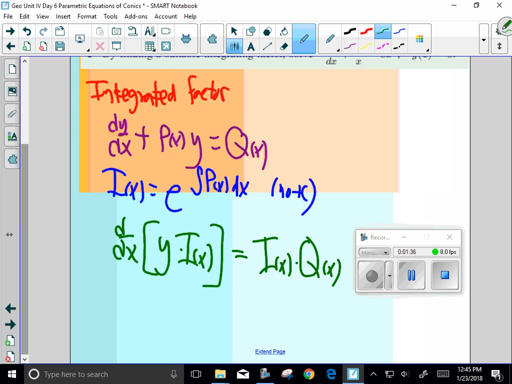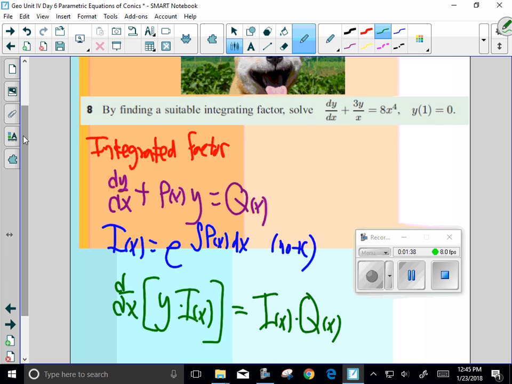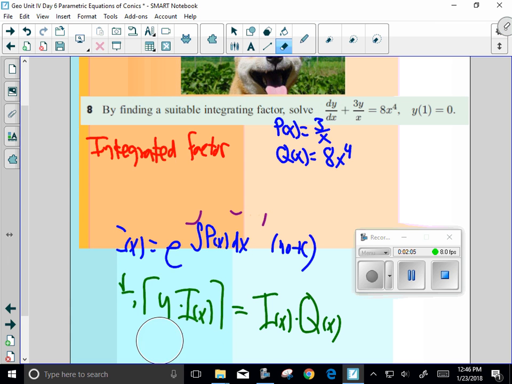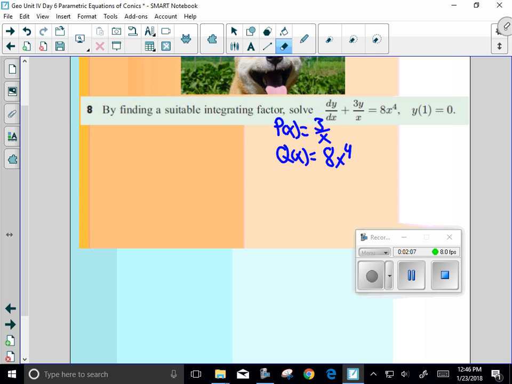You can solve these. So if we look at this first one, dy/dx plus 3y over x equals 8x to the fourth. What is p of x in this formula? 3 over x. What is q of x? 8x to the fourth. Everybody fine with that? Okay, now what we're going to do is find the integrating factor.